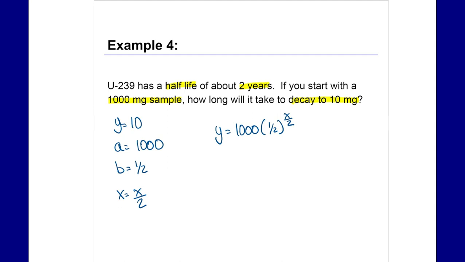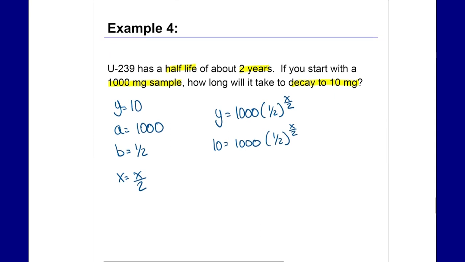I would now plug in that 10 for that y value. So 10 equals 1,000 times 1 over 2 to the power of x divided by 2. I'm going to show all the steps, right? As you become more comfortable, you might omit showing these steps. I'm going to divide both sides by 1,000 first. One side will cancel out. We're left with 0.01 is equal to 1/2 to the power of x over 2.